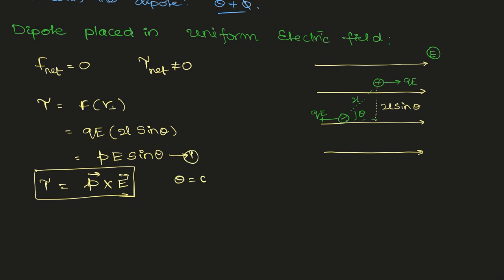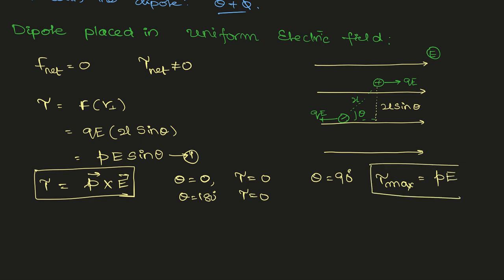And if theta is equal to 0, torque will be 0, or if theta is equal to 180 degrees, then also torque will be 0. But if theta is equal to 90 degrees, torque will be maximum. That maximum torque will be equal to PE, dipole moment into electric field. We'll have some questions based on this.